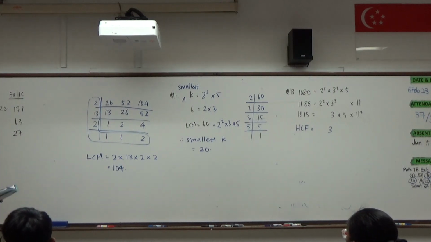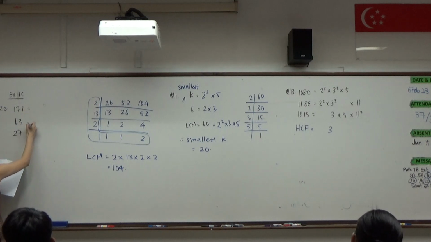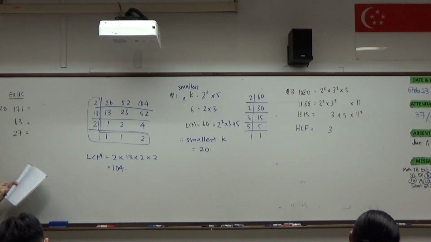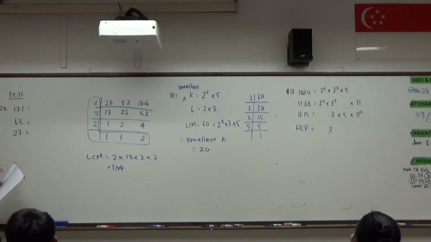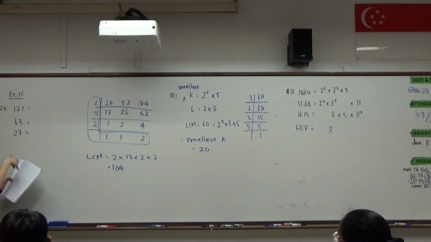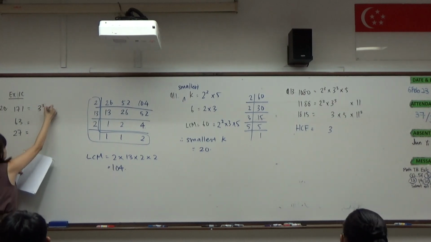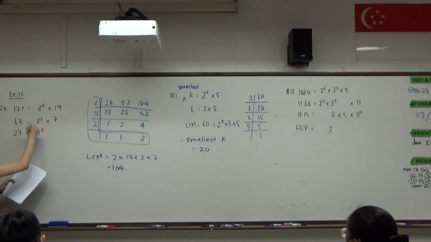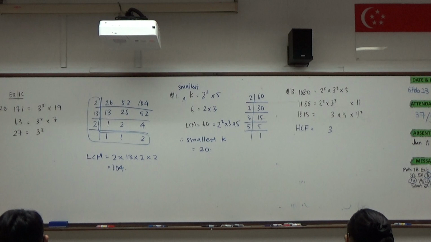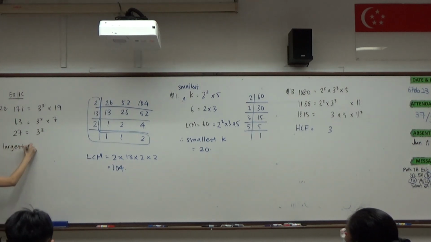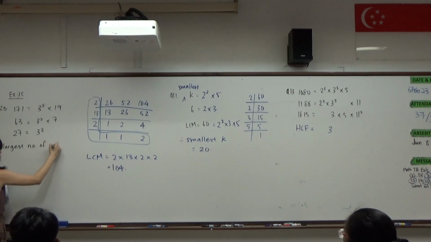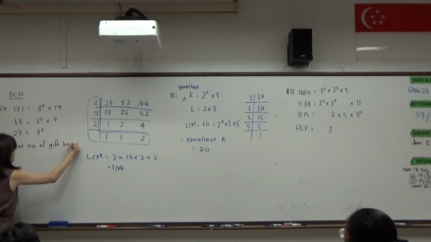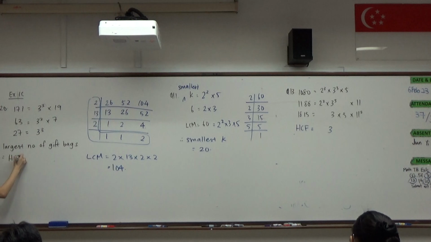In doing that, we figure out what are the product of prime factors first. I'm leaving it to you to do the ladder, but essentially we should be getting this. So the largest number of gift bags will be the highest common factor.